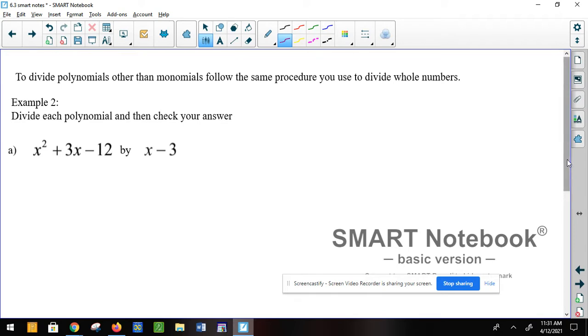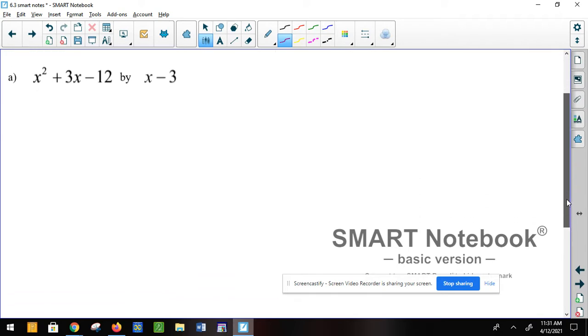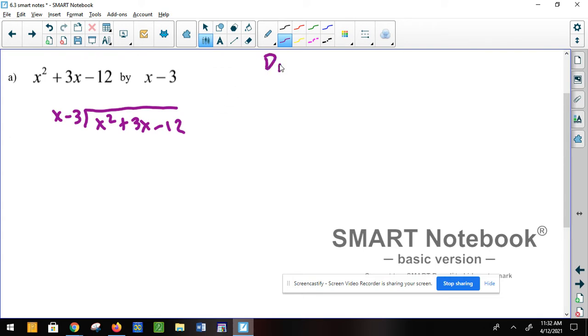Let's look at example 2, where we're really going to do some real polynomial division. If you're dividing this by this, that means when you set up as long division, x minus 3 is the divisor, x squared plus 3x minus 12 is the dividend. When you do that first divide step, remember the first step is divide. You're only looking at the first term of the divisor and the first term of the dividend.